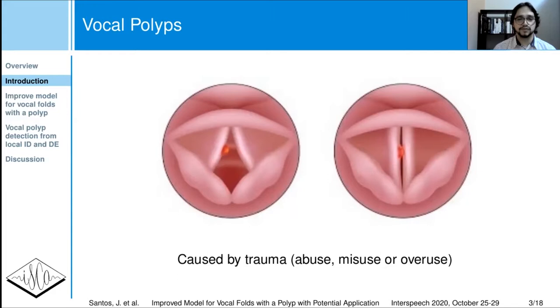So one of the folds vibrates irregularly, so it creates a rough effect on the voice. So the voice would sound rough. And also the polyp creates an incomplete closure of the vocal folds. So the folds get more open when they should be closed, and it creates a leak of air. So with this leak of air, this voice sounds breathy. So the voice of vocal polyps, let's say it like that, is rough and breathy.